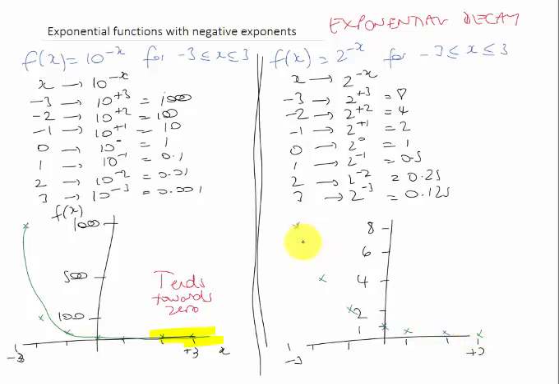Better. So this is a much less drastic change, but we still see this general shape of the curve. So again, this tends towards 0. That's a general thing that happens with these exponential functions.